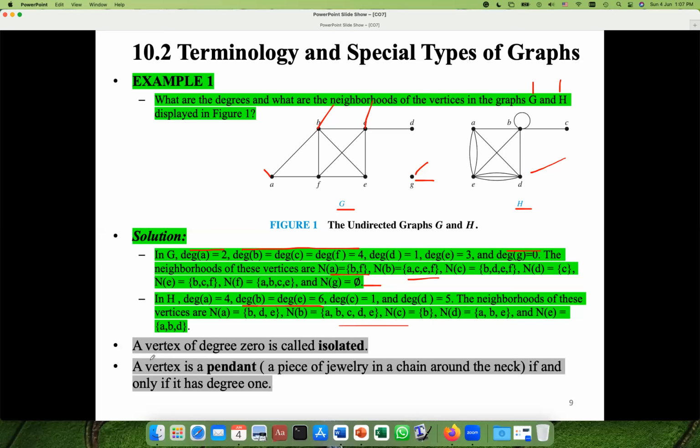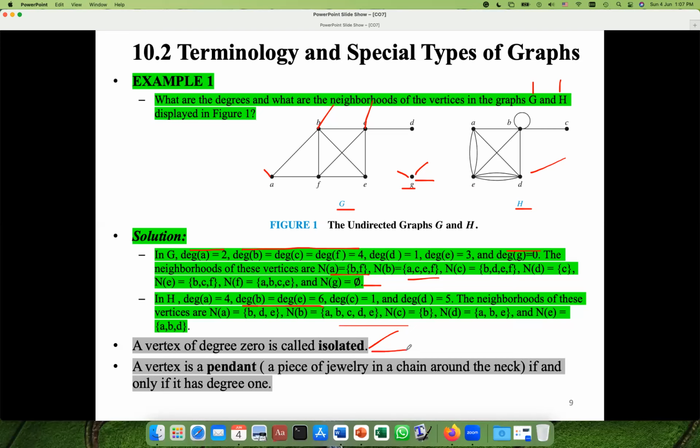The vertex of degree 0: if any vertex has degree 0, that vertex is called isolated. This is now the terminology. This vertex G, which does not have any degree, would be called isolated.